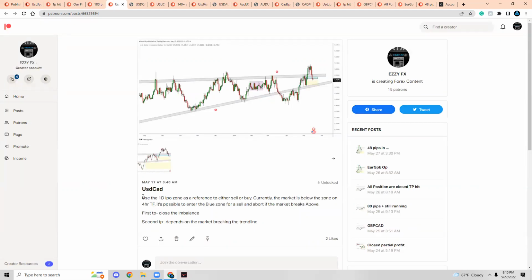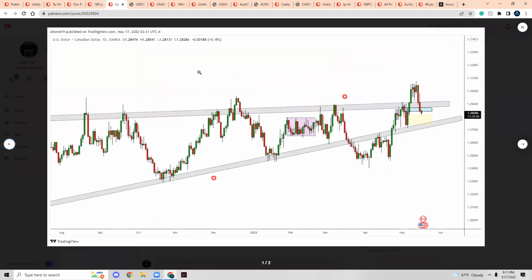So for US CAD, use the 1 day time frame, 1 day IPO zone as a reference to either sell or buy. Currently, the market is below the zone. On a 4-hour time frame, it's possible to enter the blue zone for a sell and abort if the market breaks above. First TP, close the imbalance. Second TP depends on the market breaking the trend line. Basically, if the market breaks the trend line, we aim to clear the next imbalance. Again, pretty straightforward. There you go.